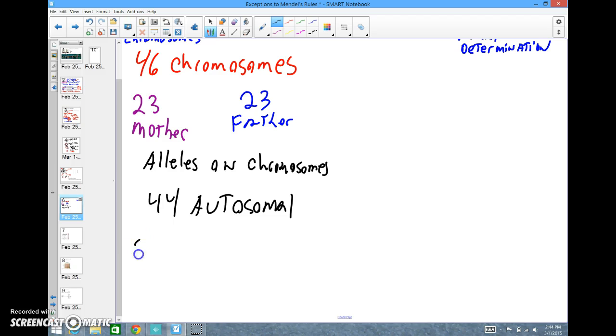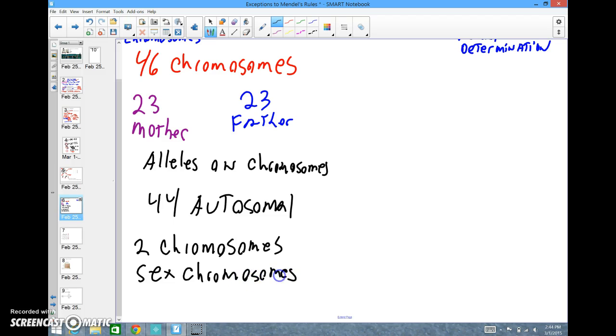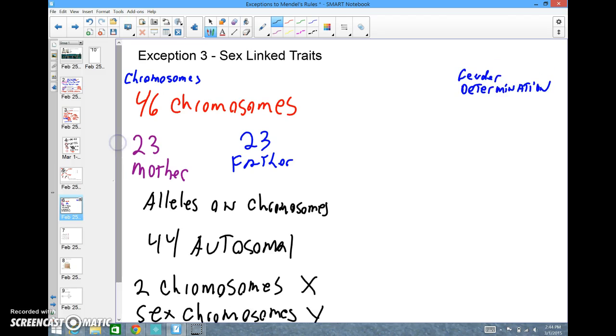But 2 of the chromosomes are known as the sex chromosomes. And those chromosomes are the X and the Y. Let's talk a little bit about how X and Y chromosomes combine.